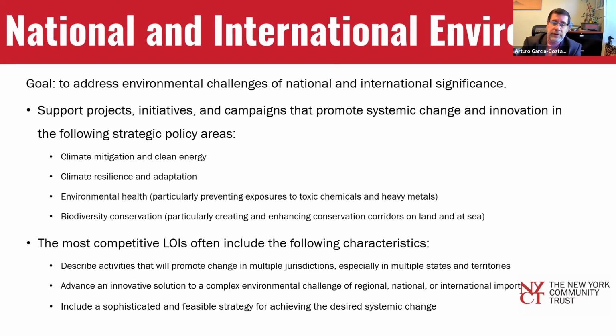You'll see in that strategy that we have 4 strategic priorities described there: climate mitigation and clean energy, climate resilience and adaptation, environmental health, and biodiversity conservation, particularly focusing on conservation corridors and different measures that connect fragmented habitat.